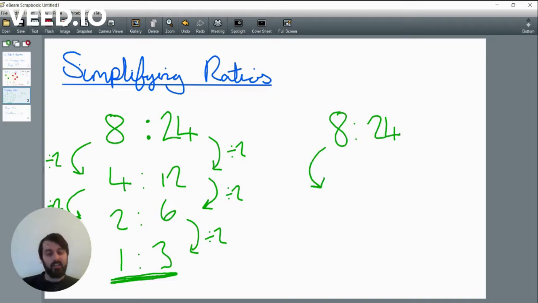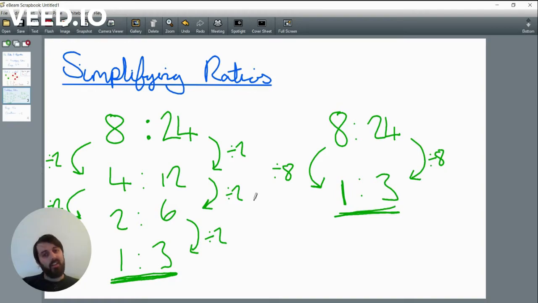So instead of dividing by 2, divided by 2, divided by 2, we can just divide by 8. And it skips all the steps. So 8 divided by 8 is 1. 24 divided by 8 is 3. And you see we get the same answer with much less time.